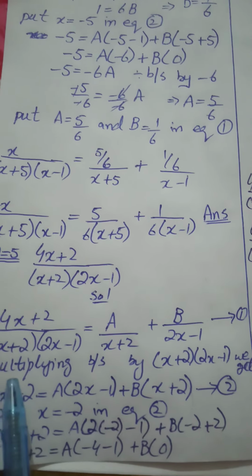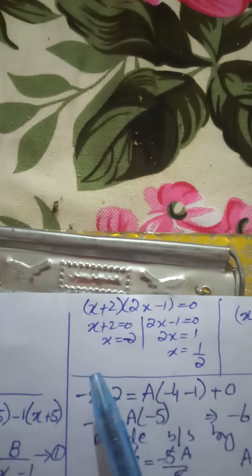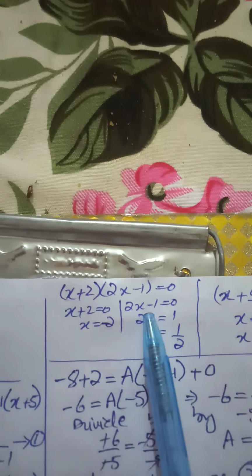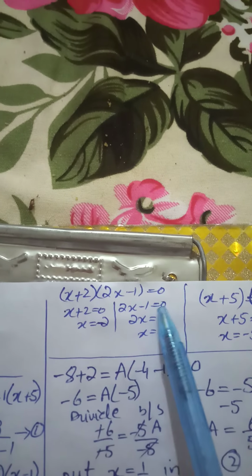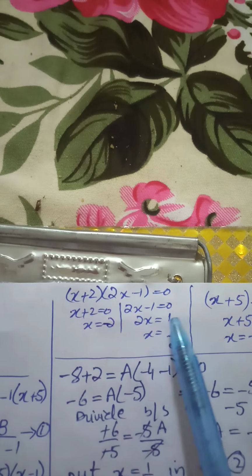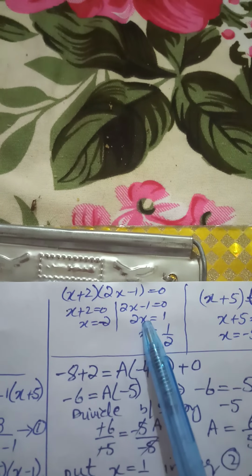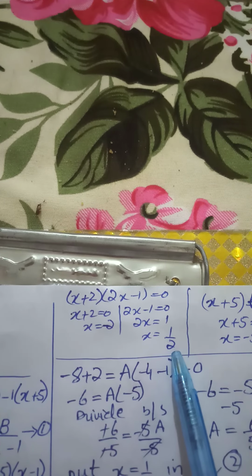Now we can find the zeros of this. This is x plus 2 into 2x minus 1 equal to 0. The product of these is 0, so either this is 0 or this is 0. We take both to be 0. So x plus 2 equal to 0 gives us x is equal to minus 2. Similarly, 2x minus 1 equal to 0. Minus 1 will be shifted to the other side, so it will be positive. So 2x is equal to 1. 2 is the multiple of x, so when we find the value of x, 2 will be shifted to the other side in division.